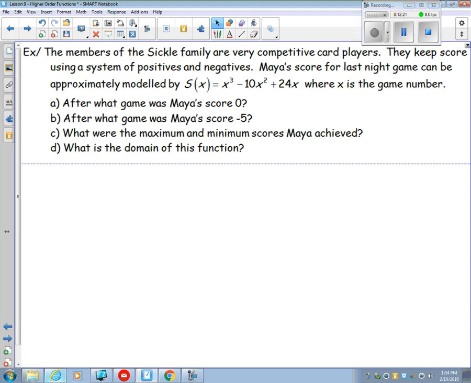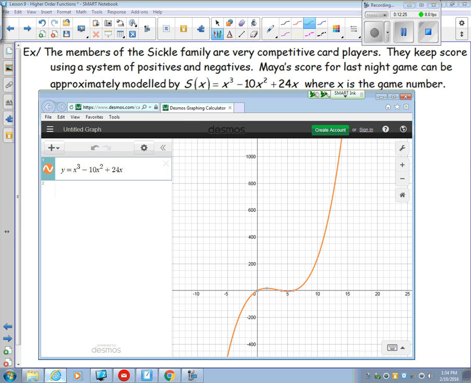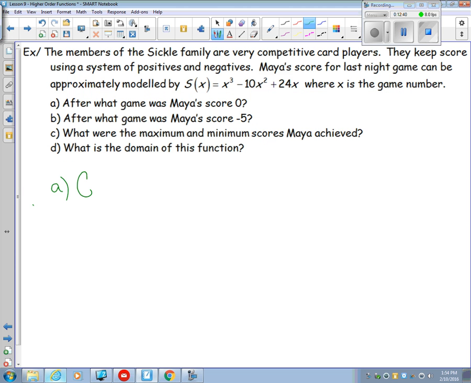What do they want to know? After what game was Maya's score 0? Okay, well, we can figure that out. It's 0, well, at the very beginning. I had 0, 0. That's obvious. And again, over here. Oh, that's not 0. How about that one? Yep, that one is. How about that one? Oh, there it is. There's 3 of them. So at games 0, 4, and 6. There's 3 times where she had scores of 0.